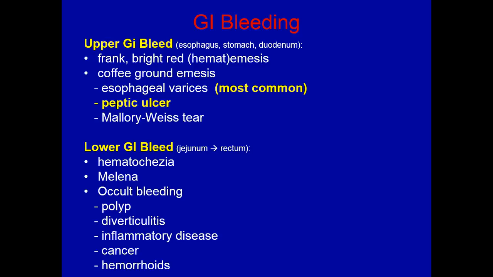Other common GI bleeding sources include peptic ulcers. So that's a connection to peptic ulcer disease. Remember peptic ulcer disease? Ulcers in the stomach and the duodenum can start to bleed and cause upper GI bleeding. And something called a Mallory-Weiss tear, which occurs at the esophageal junction, and it's often related to severe or extreme retching and vomiting.